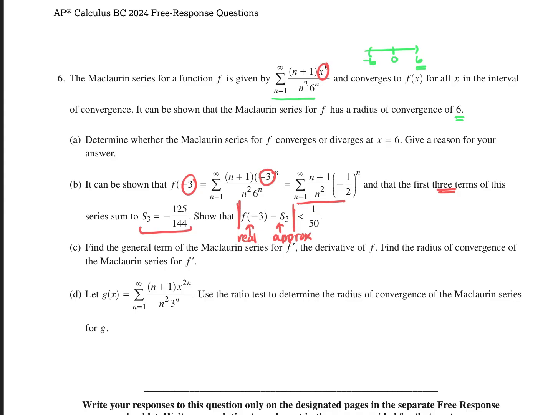Part C. Find the general term for the Maclaurin series for f prime, the derivative of f. Find the radius of convergence for the Maclaurin series for f prime. Part D, use the ratio test to determine the radius of convergence for this Maclaurin series. So now we have a slightly different one.